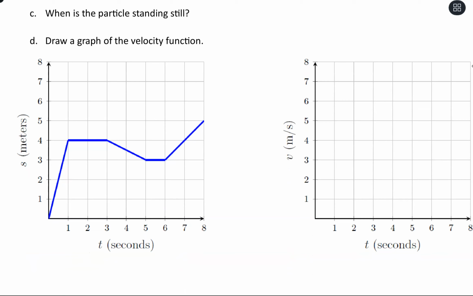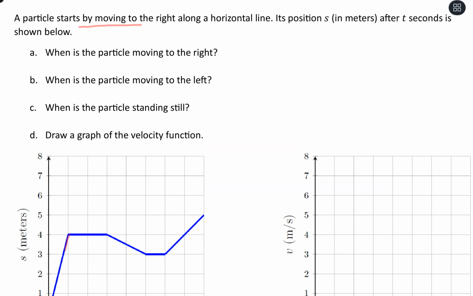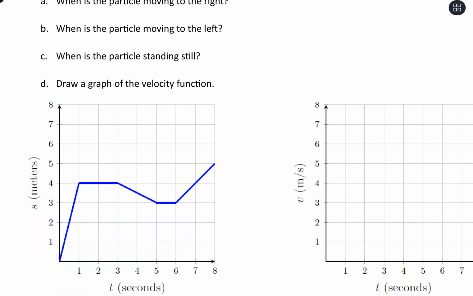So what we're seeing is a distance. So you can see this distance is increasing from 0 to 1. And that's going to be where it's moving to the right. So a particle starts by moving to the right along a horizontal line. So it's on a horizontal line moving further and further away until it's 4 meters away. Then it's not moving at all. It just stays put for a little bit.